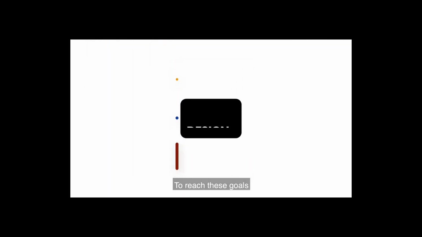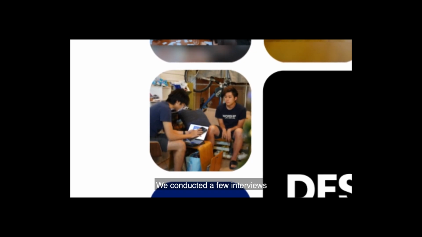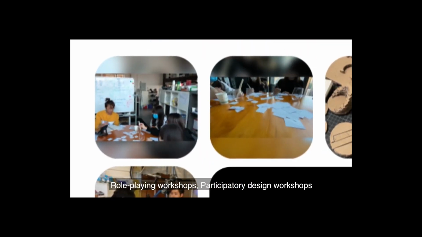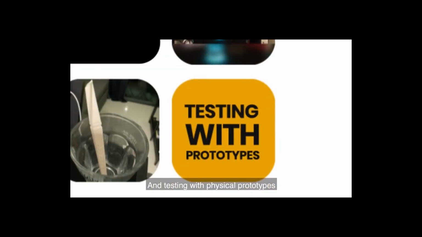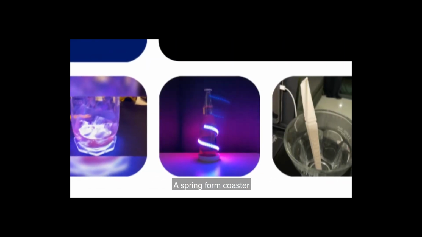To reach this goal, we went through an 8-month-long process. After the background research, we conducted a few interviews, a role-playing workshop, a participatory design workshop, user tests on app UI design, focus group interviews, and testing with a physical prototype. From a smart steerer, to a spring foam coaster, to a simple form of coaster.